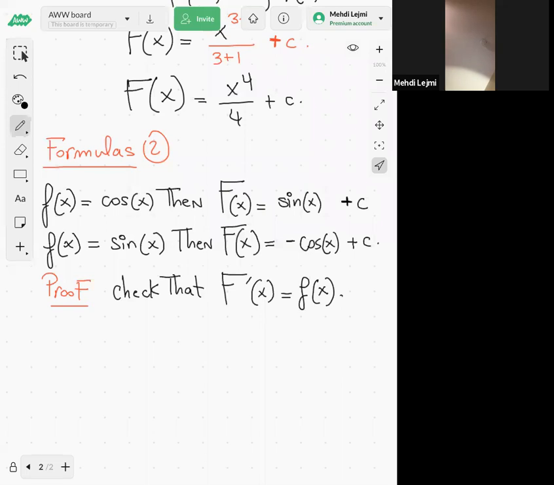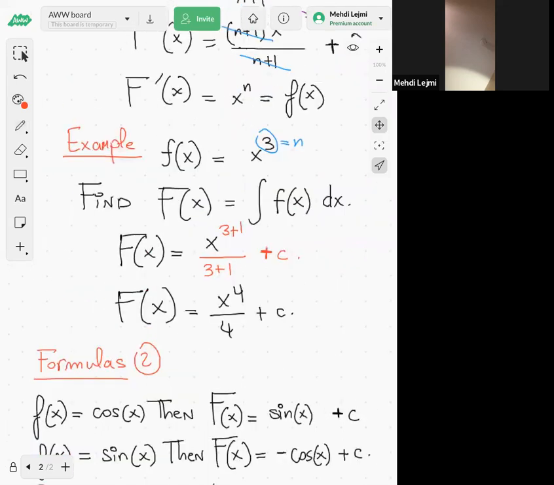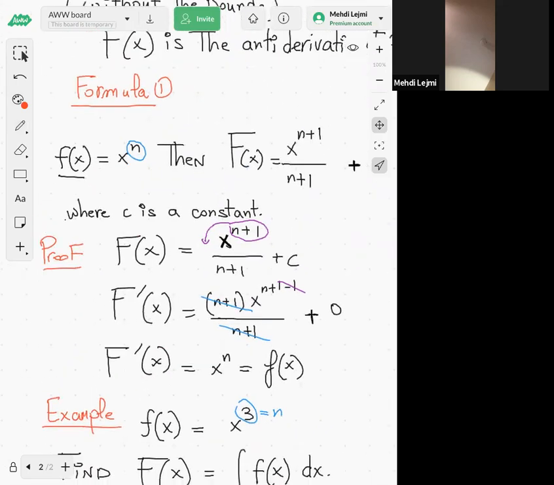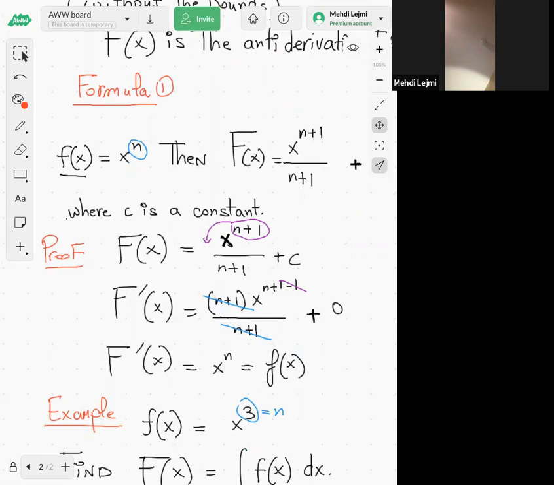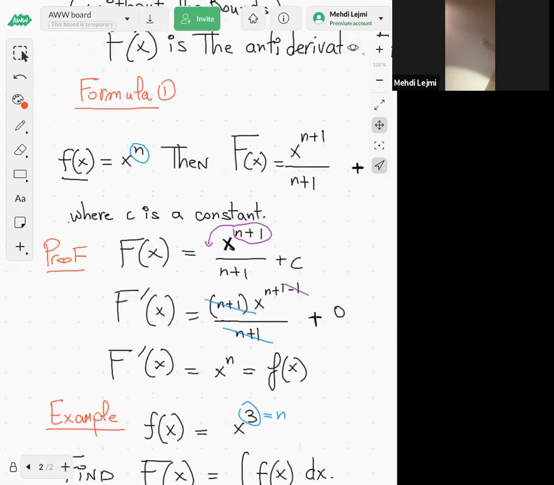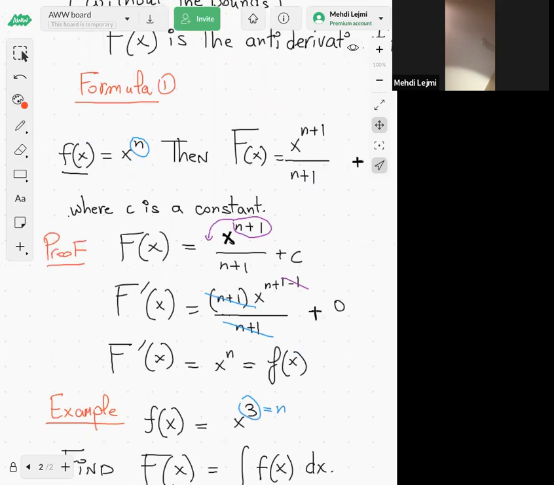What about the exponential, e to the x? I forgot something actually, guys, for rule number one. You see here, for x to the power n, we said the integral or the antiderivative is x to the power n plus one over n plus one, right? But there's one problem here. There's a problem when n is equal to negative one. Okay, so we can apply this formula when n is different from negative one. Okay.